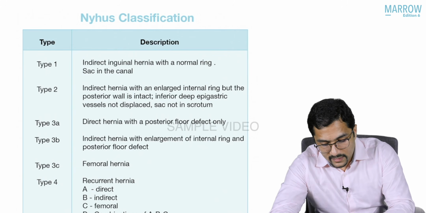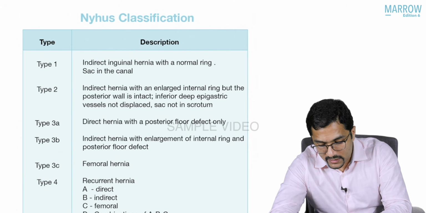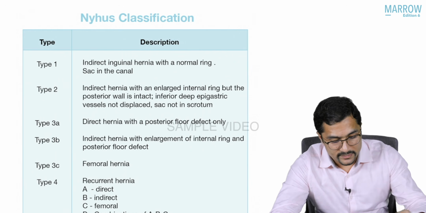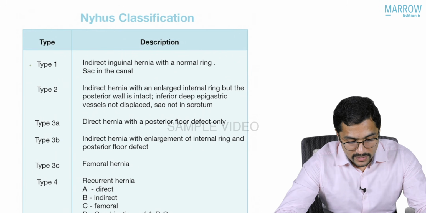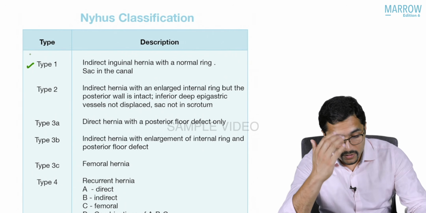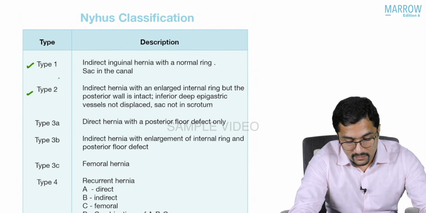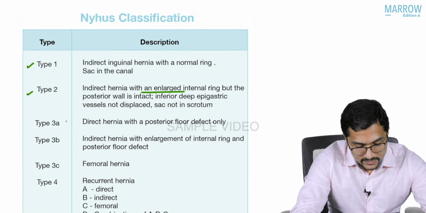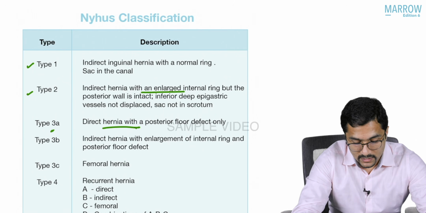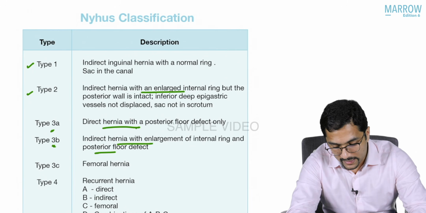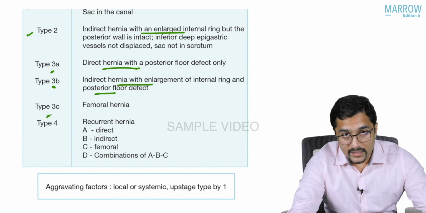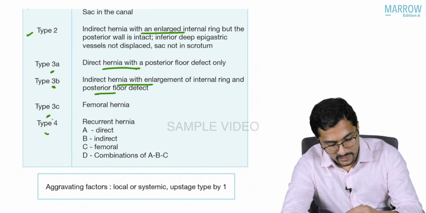You also have a Nyhus classification. Nyhus classification has only been asked in super specialty exams, not in the PG exams. Type 1 is an indirect hernia with a normal ring. Type 2 is an indirect hernia with an enlarged internal ring. Type 3A is direct with posterior floor defect only. 3B is with enlargement of the internal ring and posterior floor defect. 3C is a femoral, and 4 is a recurrent hernia.